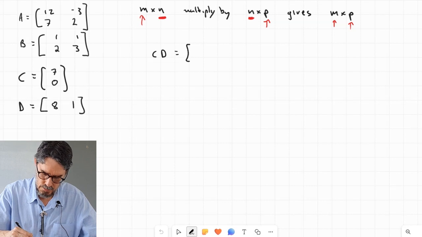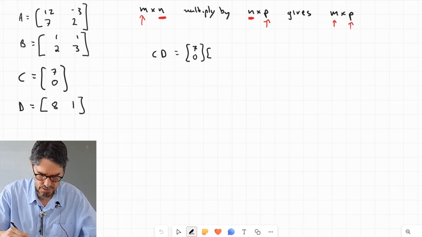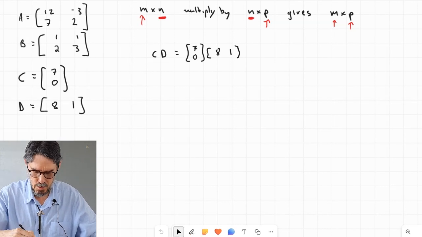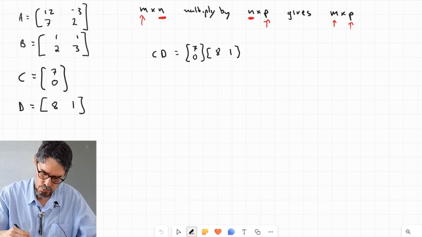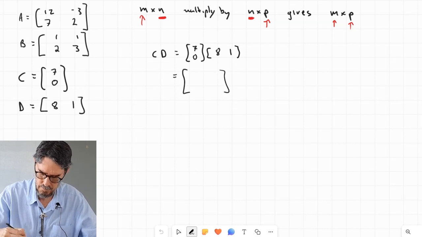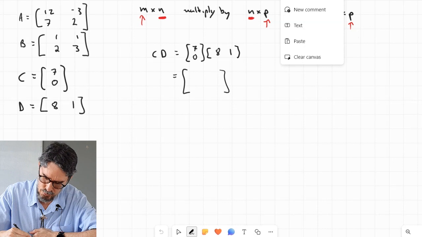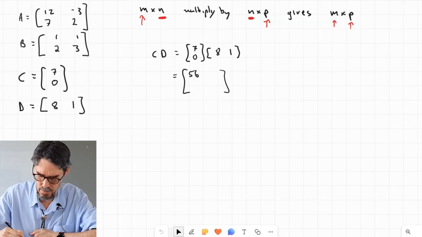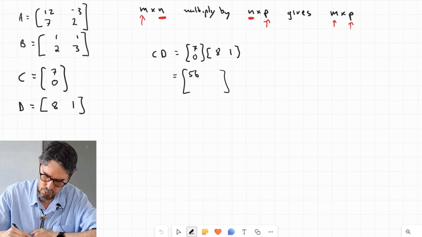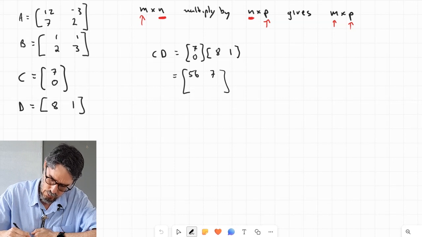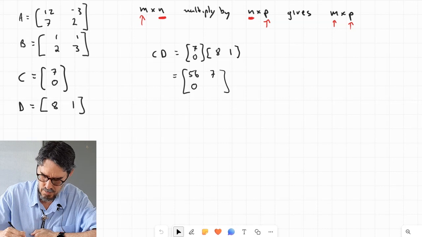Can I do it? Well, C looks like this and D looks like this. Do I have the same number of columns in C as I have rows in D? Yes, they both have 1. But my result is going to have 2 rows and 2 columns. The first element is going to be first row, 7 times 8. The second element is going to be first row, second column, 7 times 1. The third element is going to be second row, first column, 0 times 8. And the fourth element is going to be second row, second column, 0 times 1.